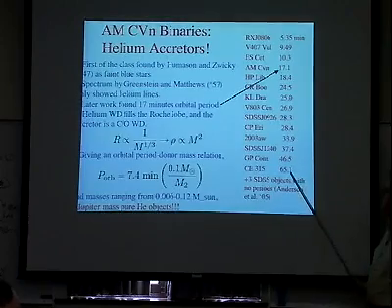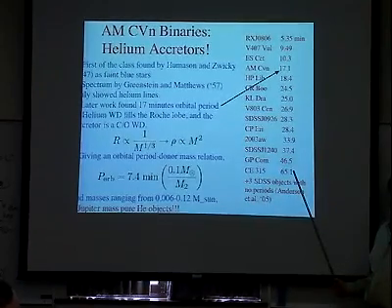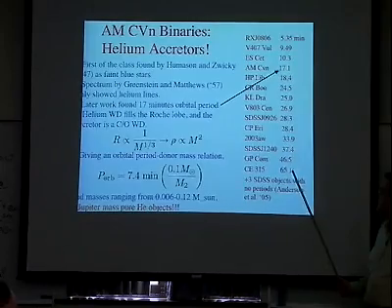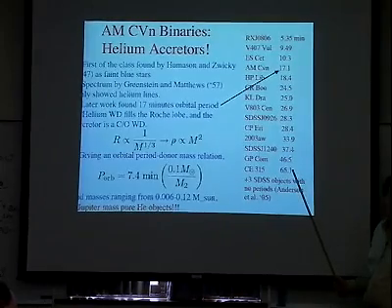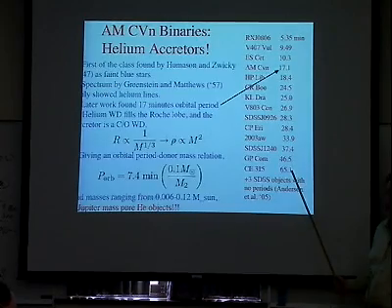So this guy here has a 6 Jupiter mass object. Jupiter is 10 to the minus 3 of the mass of the sun. So this has a 6 Jupiter mass helium star. Okay, that's the companion.